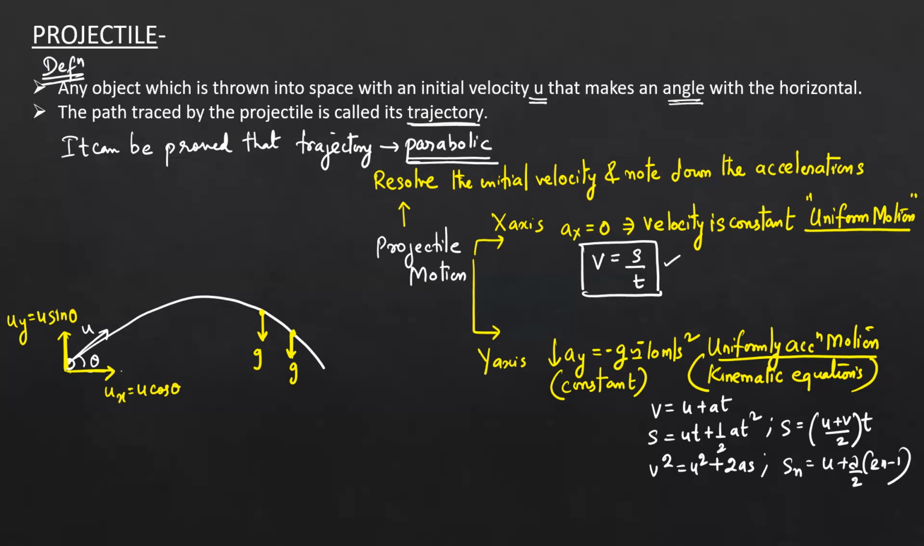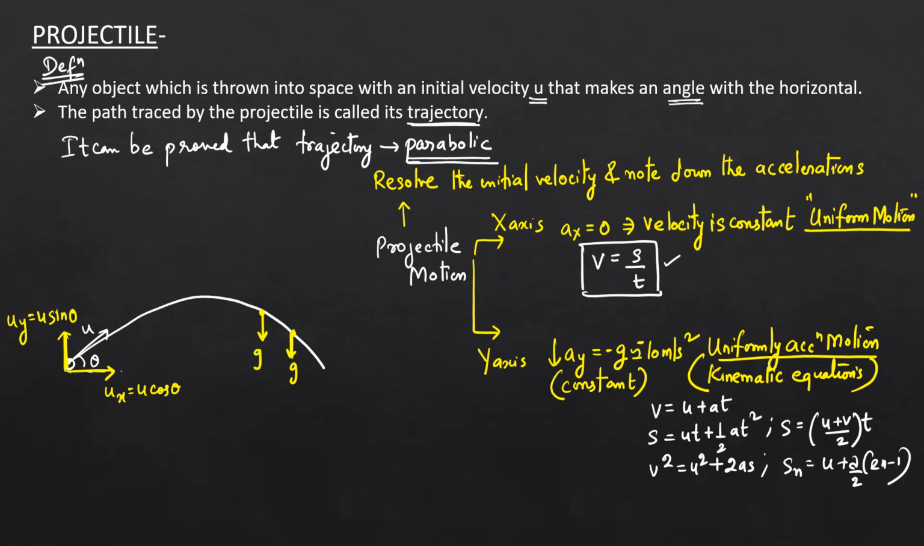Now, when I analyze a projectile motion, I see that there is no acceleration along the x-axis, so velocity is constant. And when velocity is constant, the motion is said to be uniform. The only equation applicable is velocity equal to displacement by time. And along the y-axis, acceleration is a constant value. Minus just indicates the direction is downward. The value is minus 10 meters per second square approximately. So acceleration is constant along the y-axis. Therefore, we can apply all those kinematic equations. Are you all following?